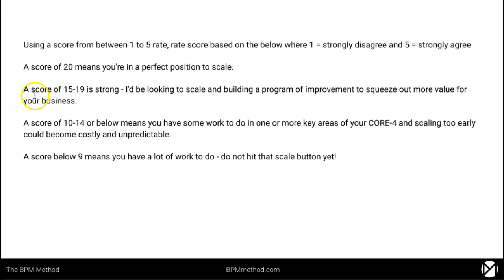A score between 15 and 19, which is a lot of businesses that are ready to scale, means that you can still do some optimization on your Core 4, but you should be in a position to start scaling, because you should be getting a lot more stability, etc., etc.